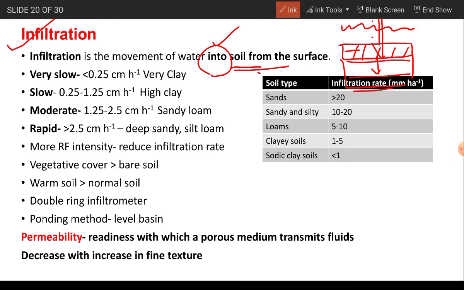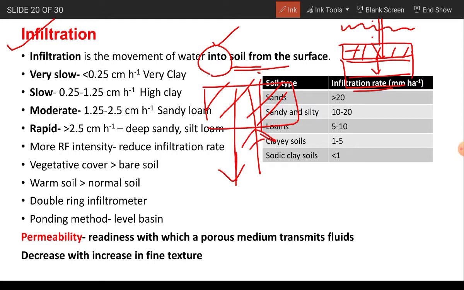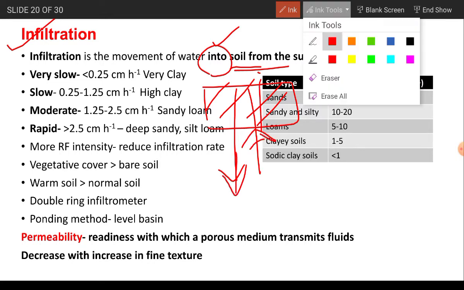But percolation is nothing but the movement of water inside the soil system, but beyond the root zone. Okay, beyond the root zone, if it is going, it is percolation. In the previous terminology class, I have discussed clearly about these two terminologies. Okay, please go through it.